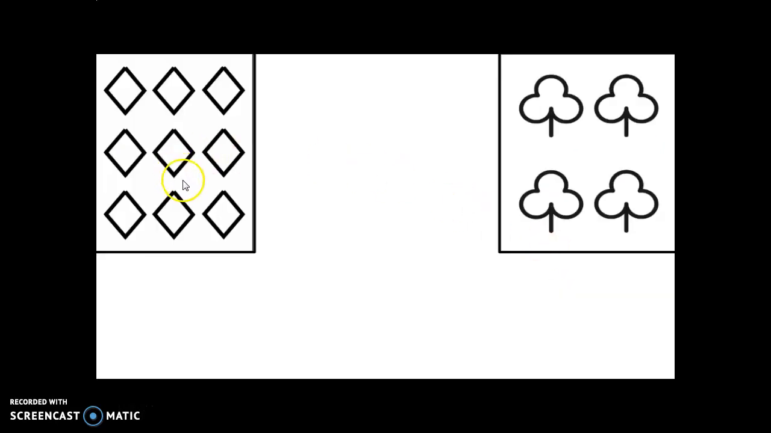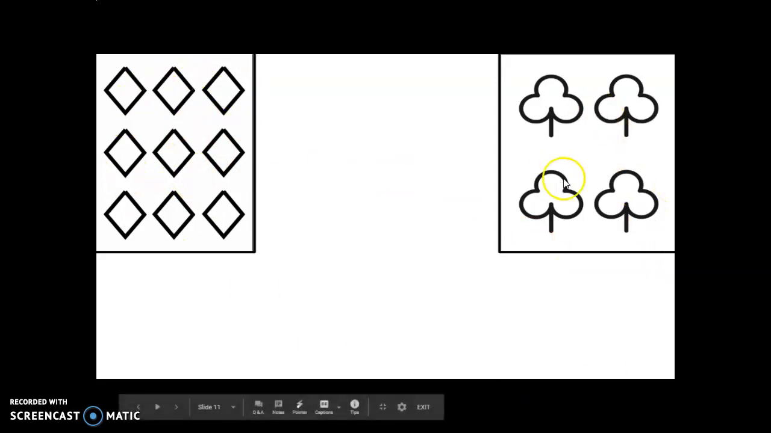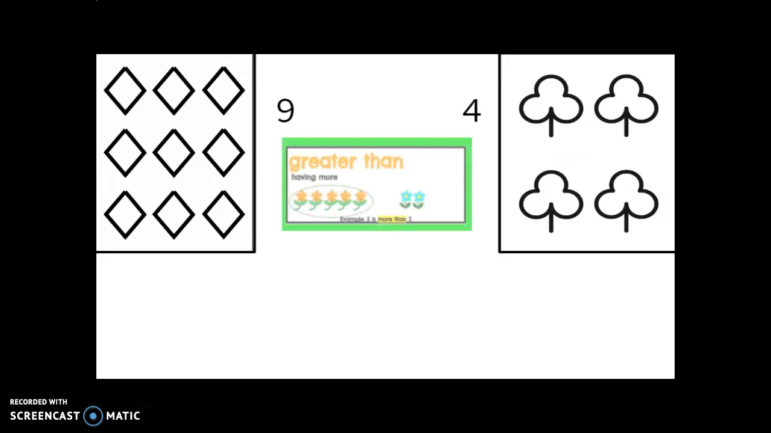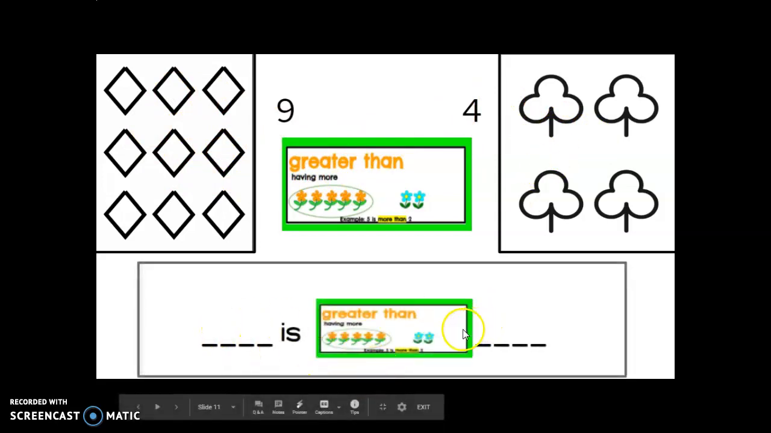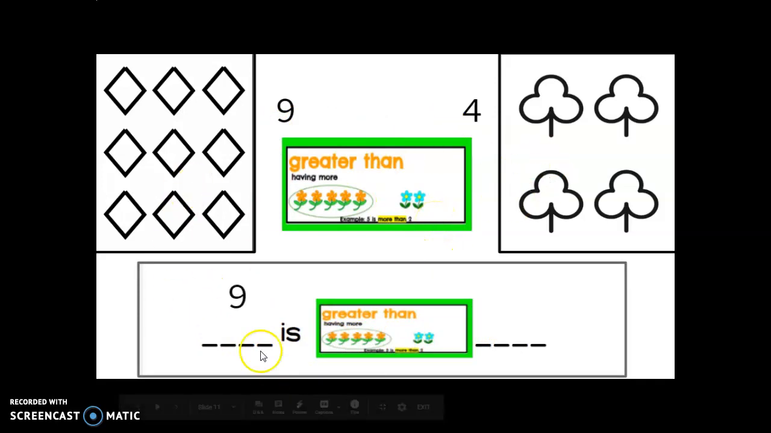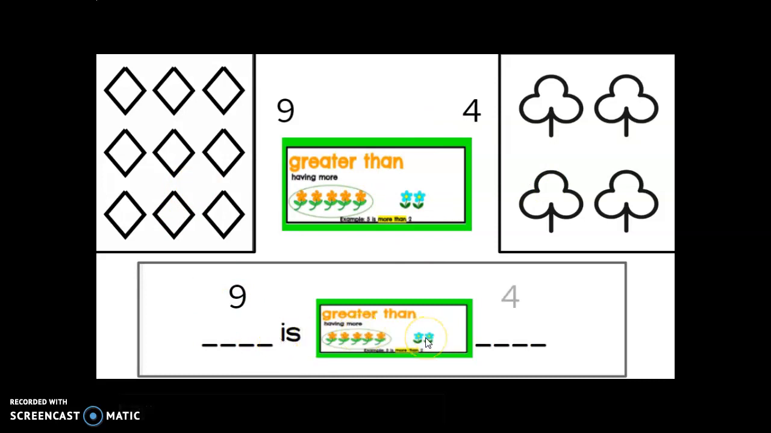All right, so we've seen these pictures before, right? So we have our rhombuses and we have our clovers, okay? So right now we know that there are 9 diamonds and there are 4 clovers, okay? And we also knew that the diamonds were greater than the clovers. But now we're going to use a comparative language sentence stem, and use the numbers instead of the objects. So this would be 9 is greater than 4. Can you say that? 9 is greater than 4.